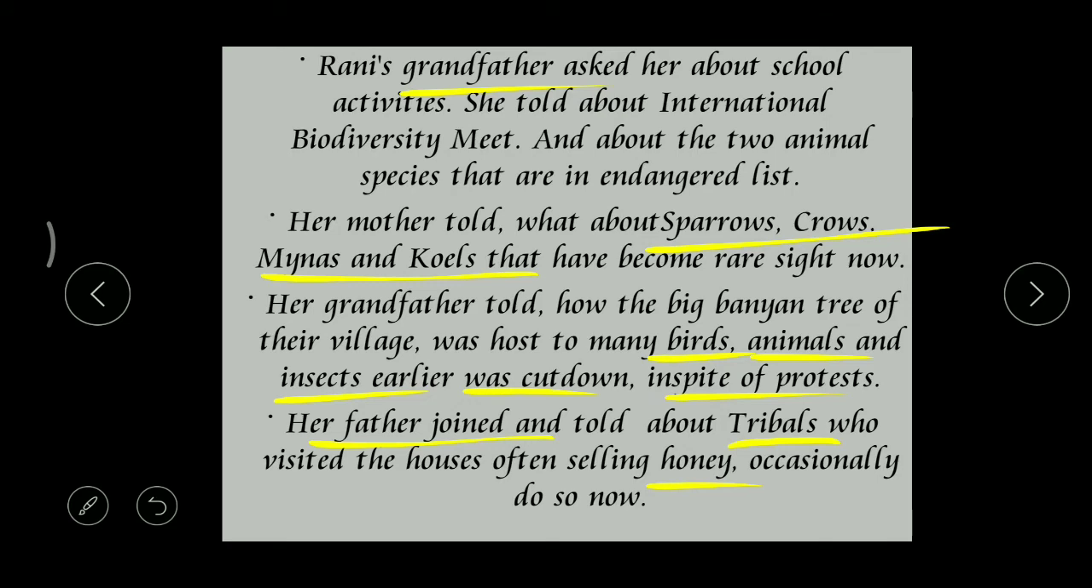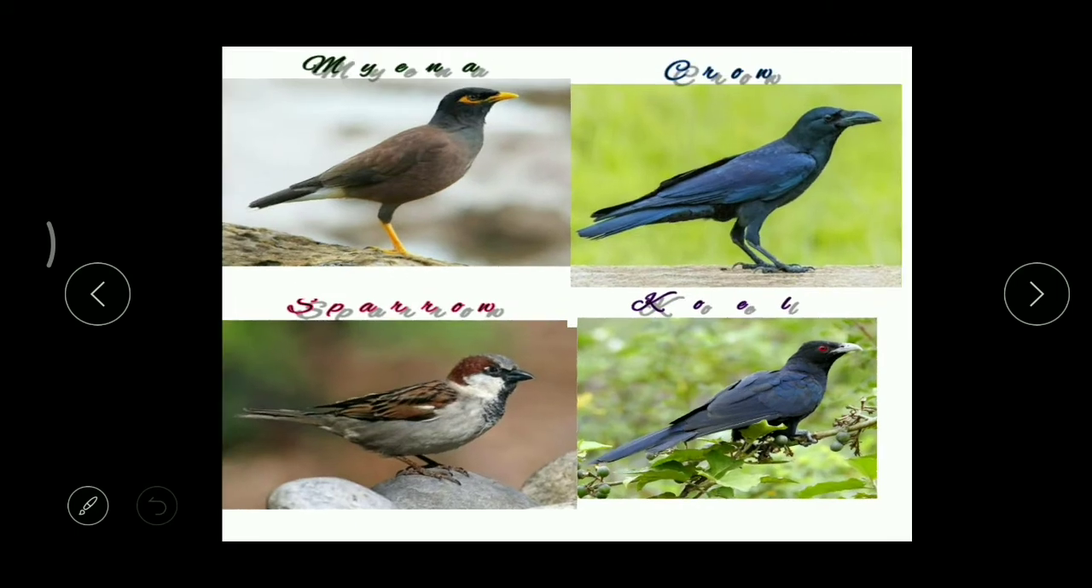Now here in this picture you can see, what are these? These are the different types of birds which are disappearing now. What is this? This is a myna, and what is this? Crow, and sparrow. In 10th class we are going to deal with this bird. In China, this bird was very brutally punished. Then what's the next one? That is a quail, right? So these are the birds now getting very less in their number.